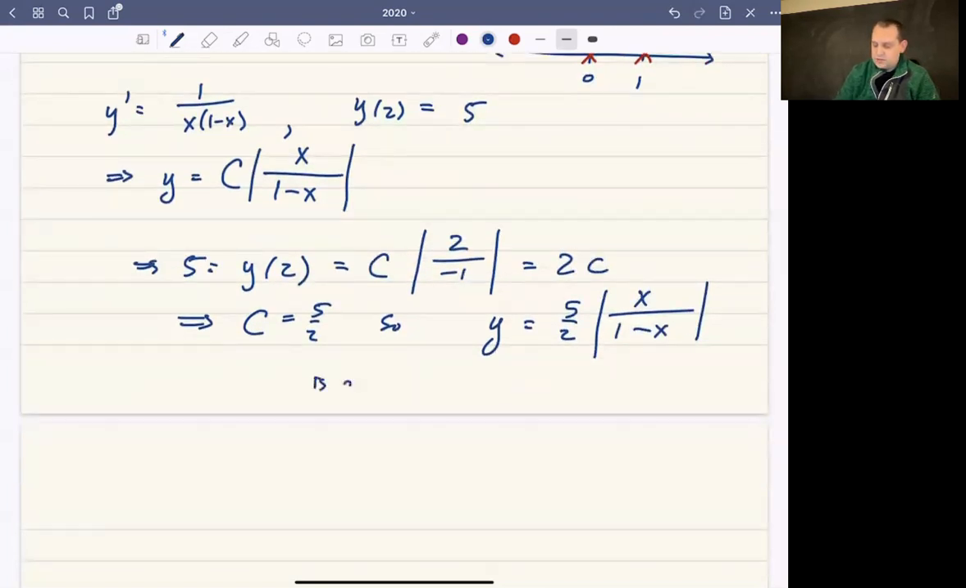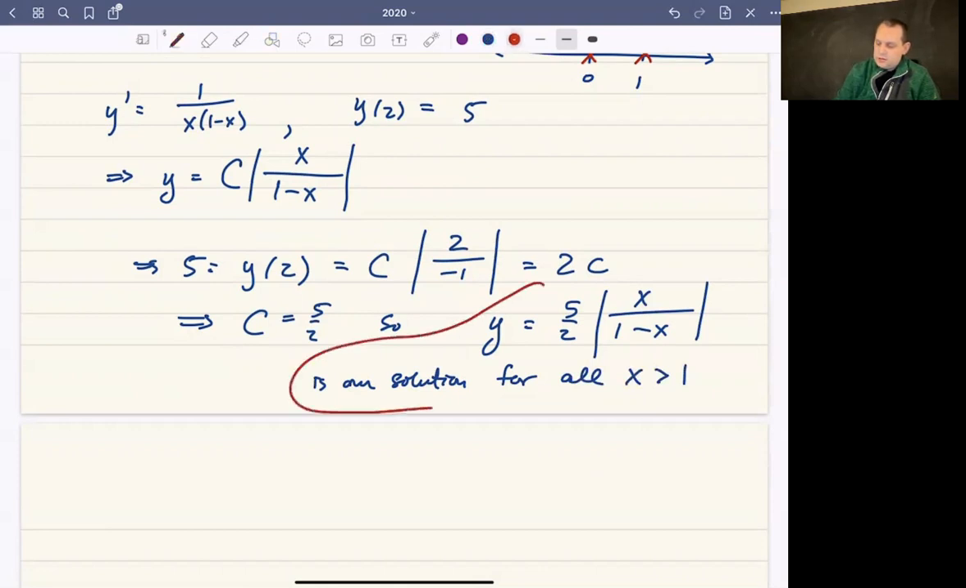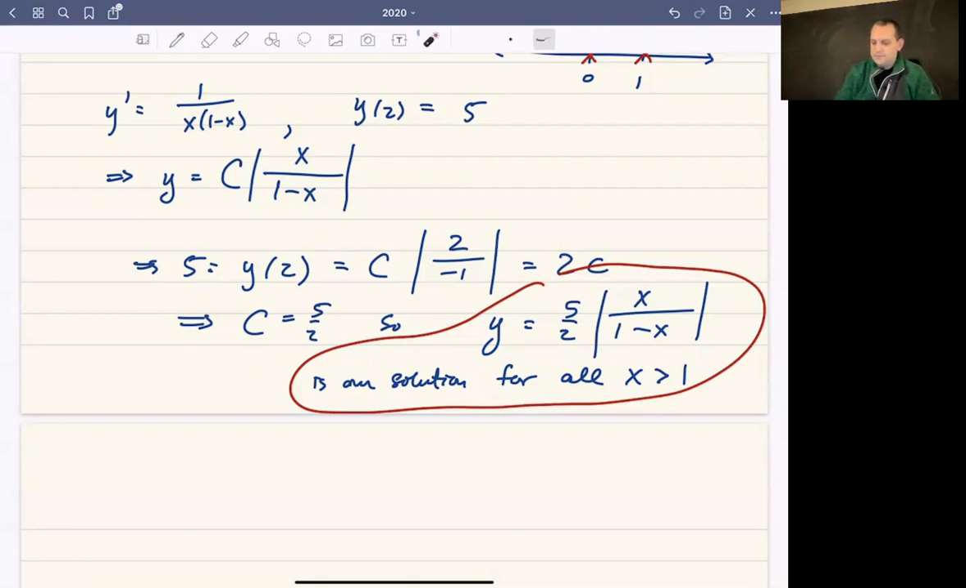So this is our solution for all values x from 1 to infinity. Okay, and so this is our solution there. I just want to put a little box around that. Okay, so that's our solution for 1 to infinity. And that's the interval, this interval here. You could write it as an interval from 1 to infinity, but that's our interval of validity for this IVP.